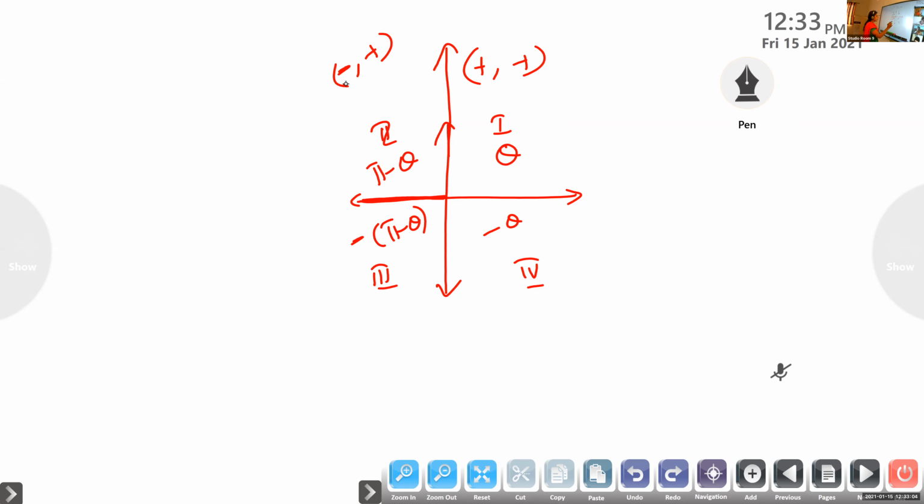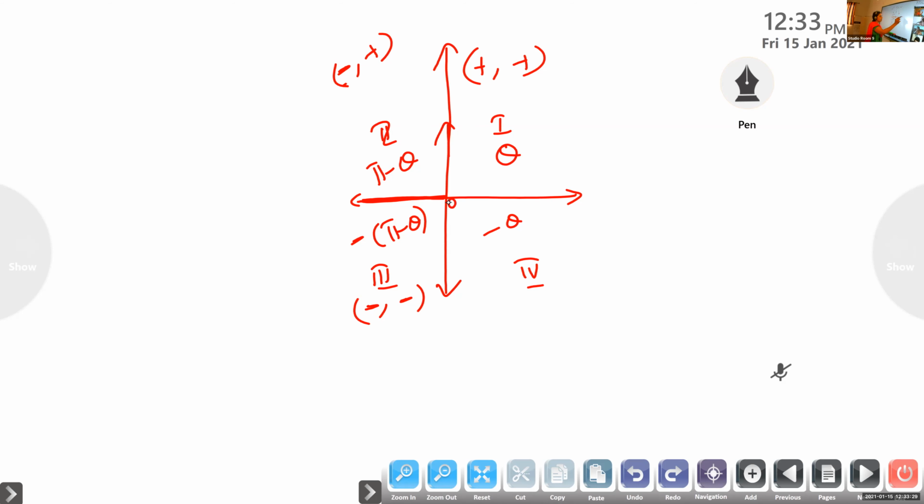Look at the third quadrant. The real part is negative and the imaginary part is also negative. Can you tell me what the answer will be in the fourth quadrant? What about the sign? In the fourth quadrant, what is the sign of the real part and what will be the sign of the imaginary part?